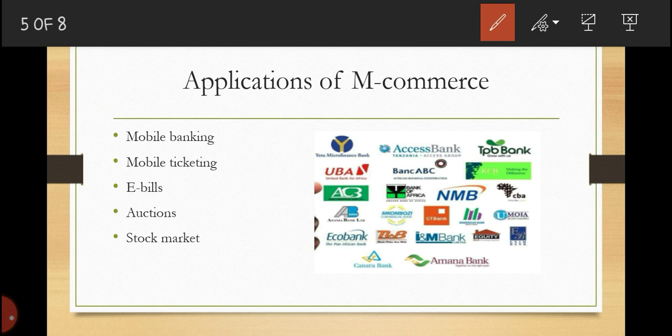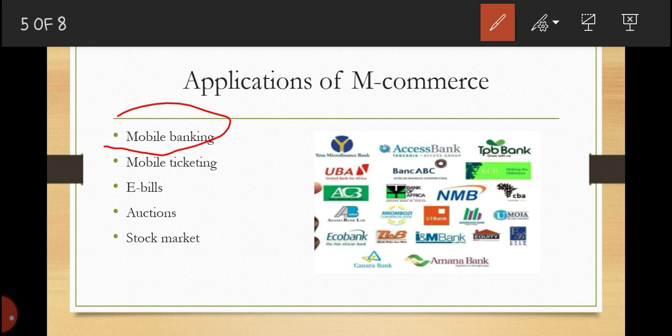The first application is what we call mobile banking: using a mobile website or application to perform all your banking functions. That is what we call mobile banking. It is one step ahead of online banking, and it has become commonplace these days. For example, in Tanzania, the majority of banking transactions happen on mobile phones.